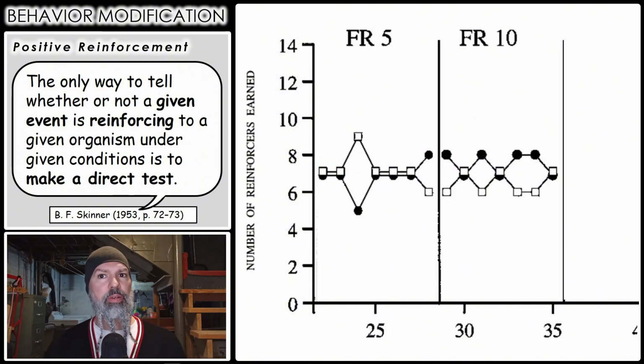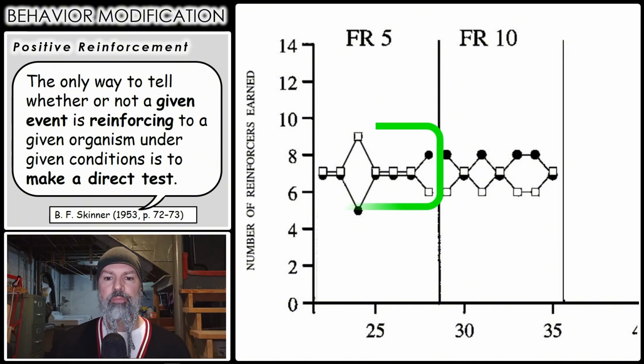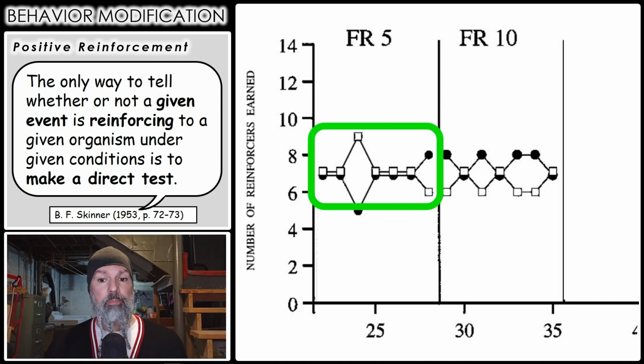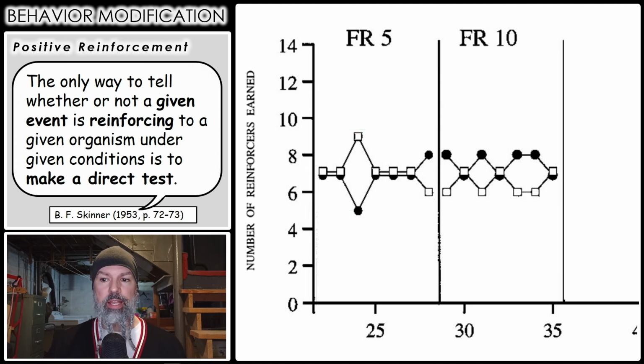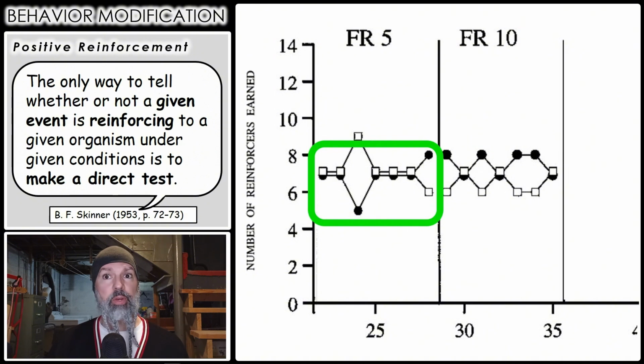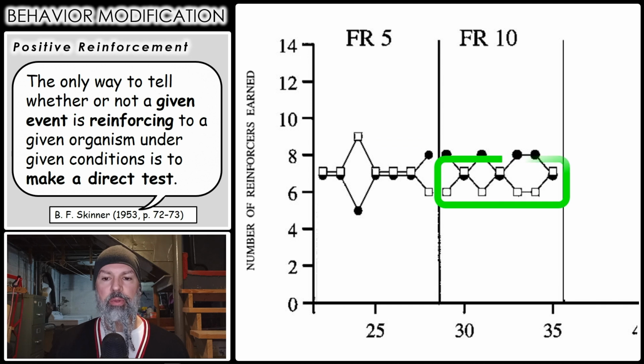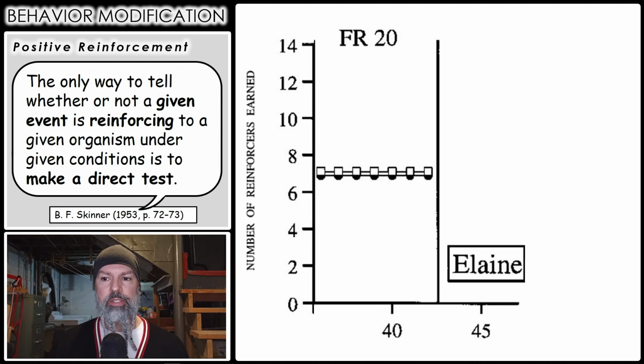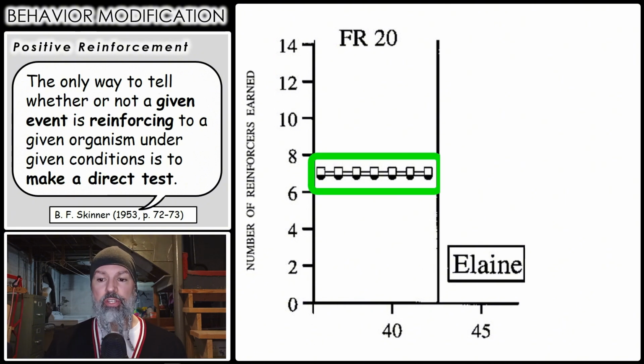And then as we increase the number of responses that are required, so now in the FR5 condition, it's a fixed ratio 5. She requires 5 responses, 5 presses in order to get that reinforcement. You can see that in this case, both the drink and the balloon are basically chosen at equal amounts. And then for fixed ratio 10, responses are required. Again, both the drink and the balloon are chosen at basically equal amounts. And then finally, in the fixed ratio 20 condition, when 20 responses are required, there's virtually no difference. Elaine chooses the drink 7 times. She chooses the balloon the other 7 times.